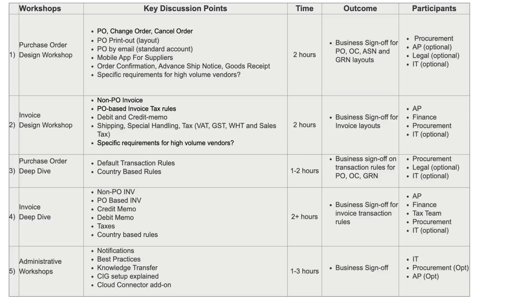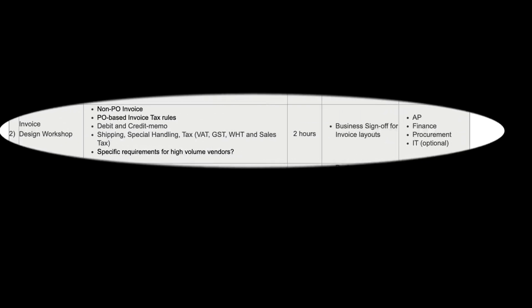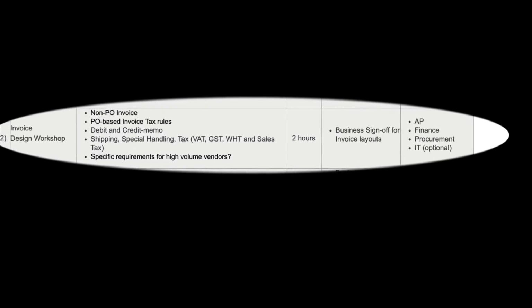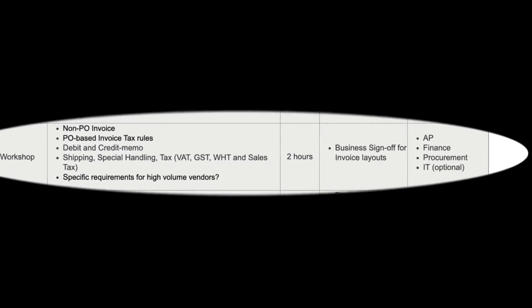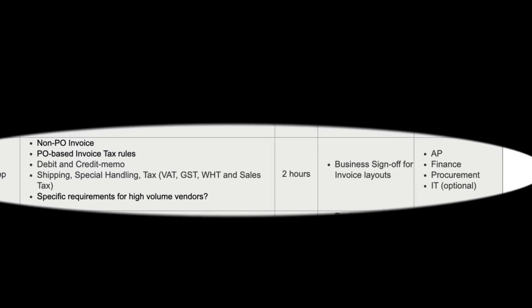The second workshop should revolve around the invoice. So we're looking at the non-PO invoice, credit and debit memos, all the details related to shipping, special handling, and the tax. Be sure to cover all tax types. The recommended time should be around 2 hours to complete, with the business signing off on the invoice layout.